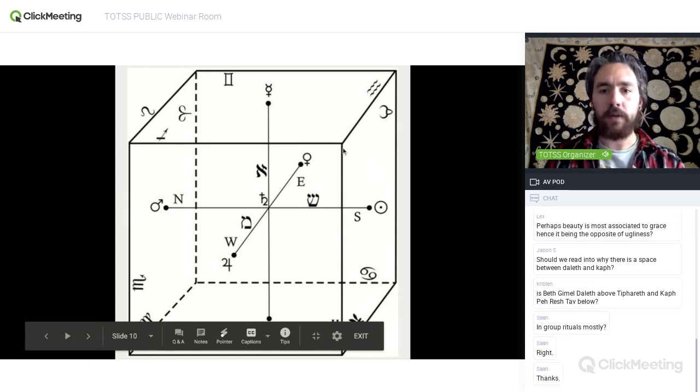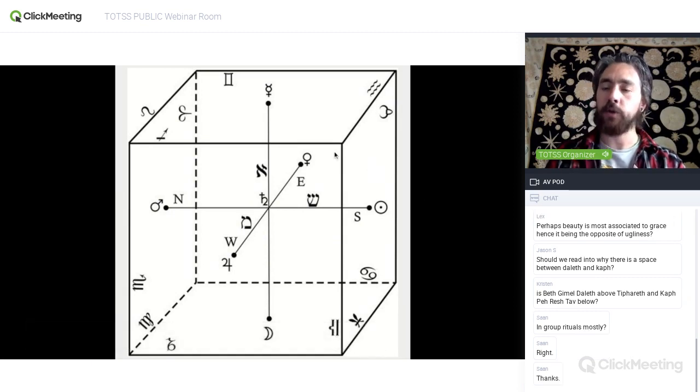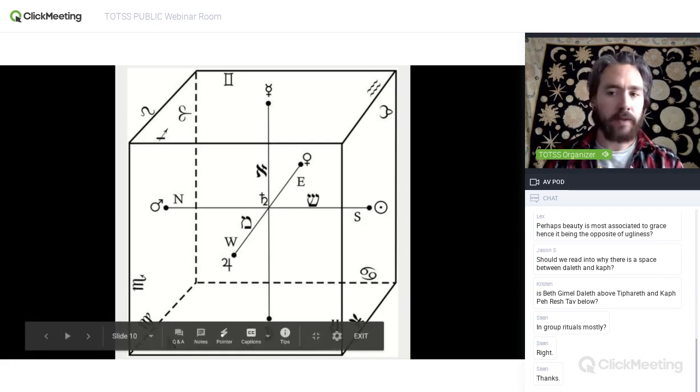And obviously now the 12 edges of the cube are attributed to the 12 single letters and to the 12 signs of the zodiac, but we're not going to worry about that today.